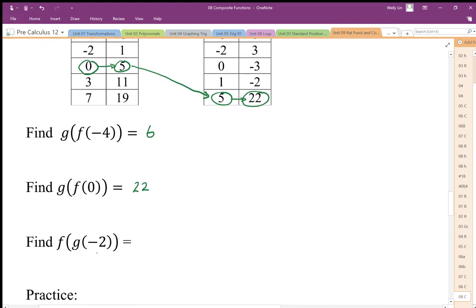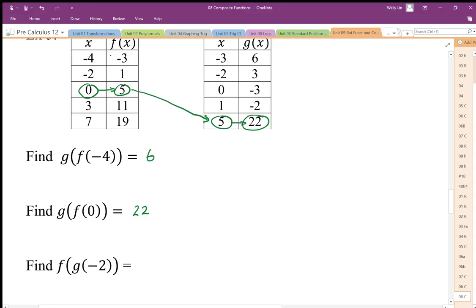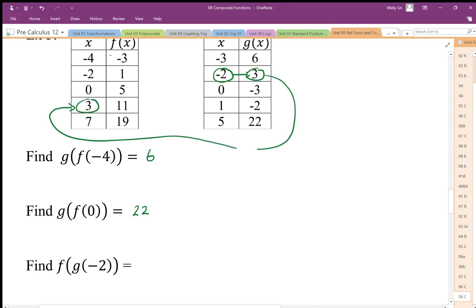We can do it the other way around. We have our input going into the g function. That's the inside function, and our output is 3. We can then use that output as an input into the f function, and that maps onto 11. So our output of f of g of -2 is equal to 11.